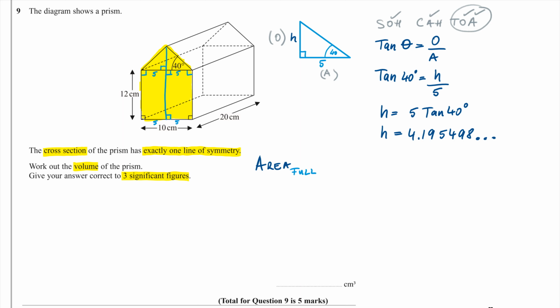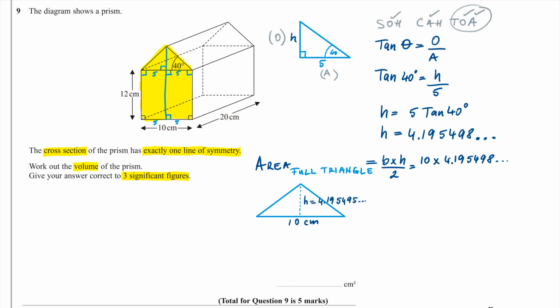To work out the area of the full triangle, the top part of the cross-section, we need the height, which we just calculated, and the base is 10 centimeters. So the area will be base times height divided by 2. 10 times 4.195498 divided by 2.